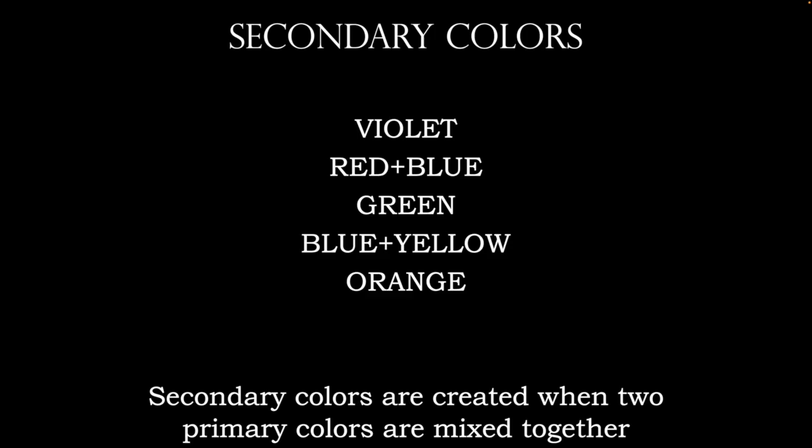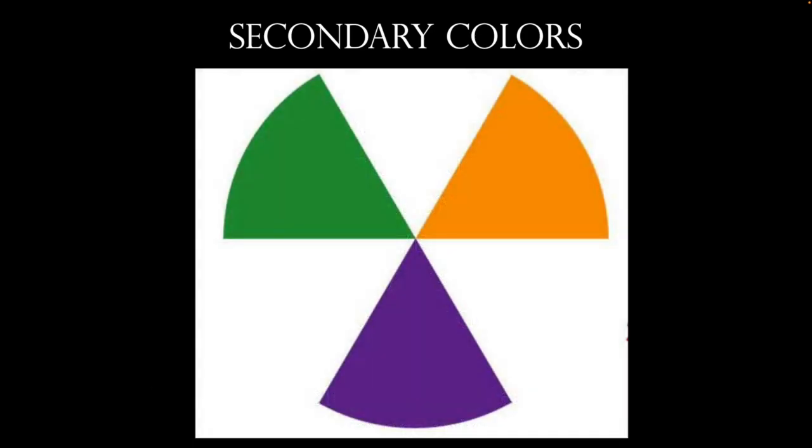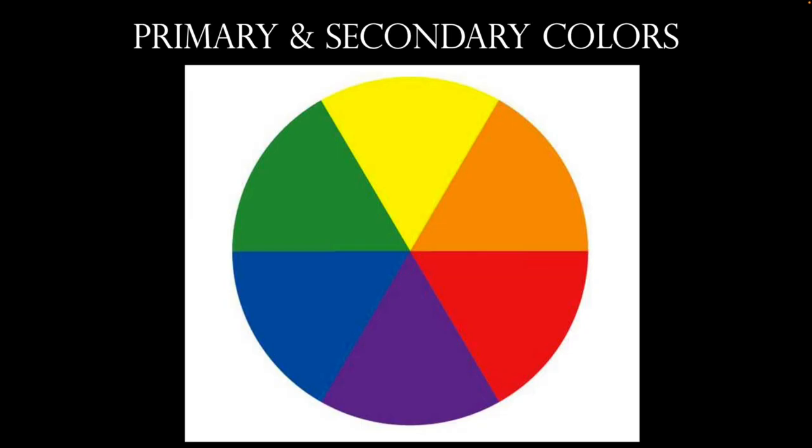And for green, you mix blue and yellow, which is a really cool thing to do if you've never done it before, because these are two totally different colors, and they come up with green. And then finally, orange is a mixture of red and yellow together. So here is a picture of the secondary colors. Here is how they fit into the color wheel as it begins to form even more.